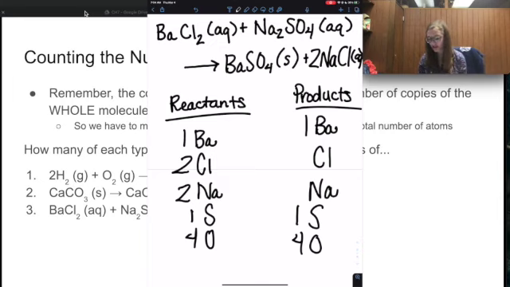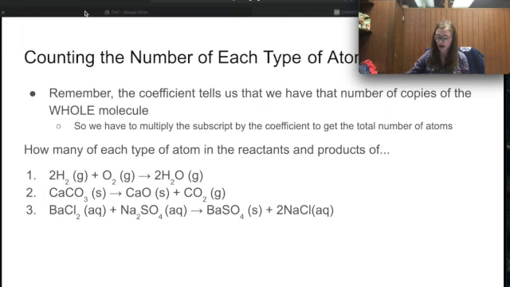However, when I check this out, I see that I have 2 sodium chloride molecules. So if I have 2 sodium chloride molecules, that means that I'm getting 2 copies of sodium, 1 from each molecule. So I've got 2 sodiums, and then I'm getting 2 copies of chlorine, 1 from each molecule. So this is going to be 2 chlorine atoms. So that's how you count the number of each type of atom you have in a chemical equation.